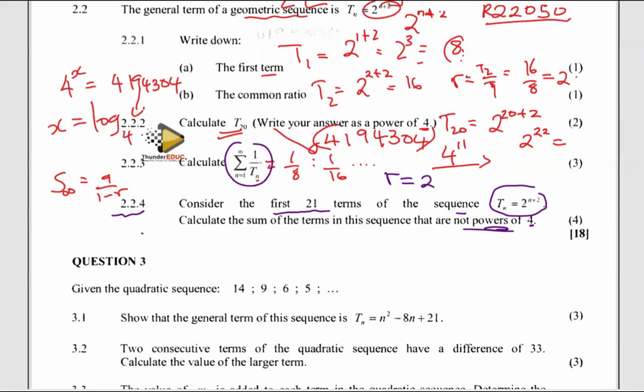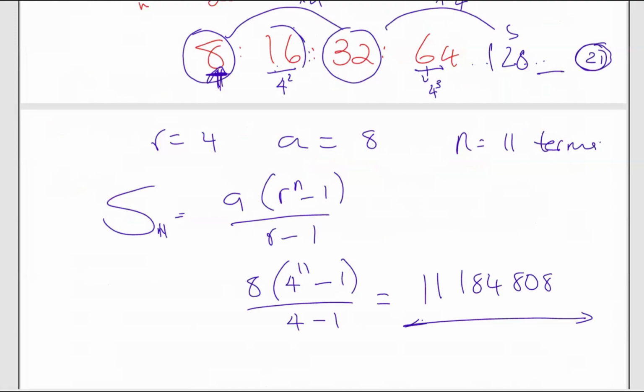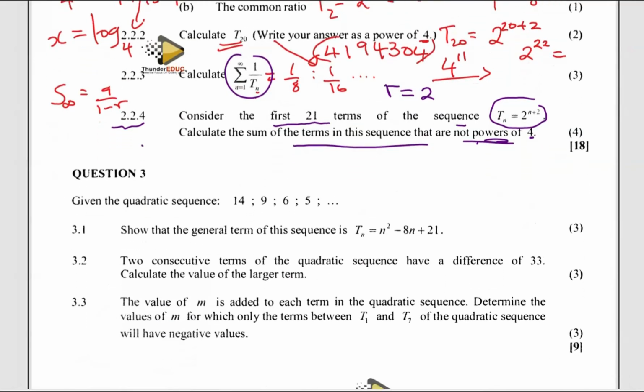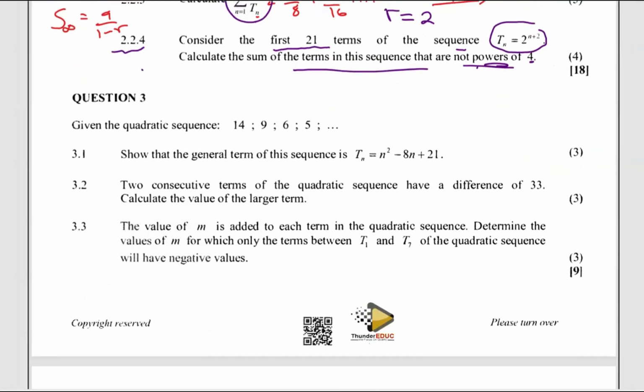That is the sum that I'm getting that are not powers of 4. Alternatively, somebody would have obtained the sum of the first 21, and then somebody could have also gotten the sum of the 10 terms that are powers of 4, and then you subtract the 2. I believe we should be able to get back the same answer. All right, then question number 3.